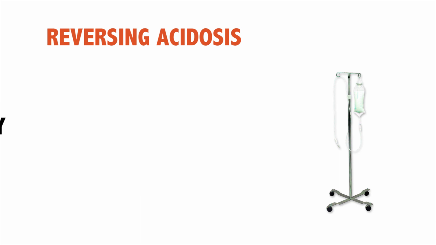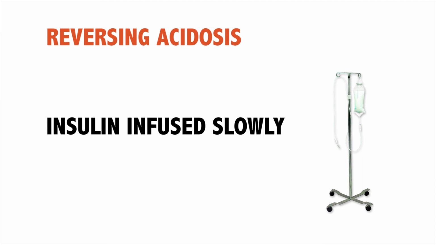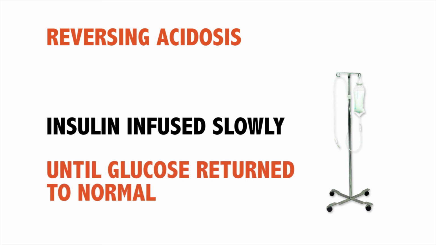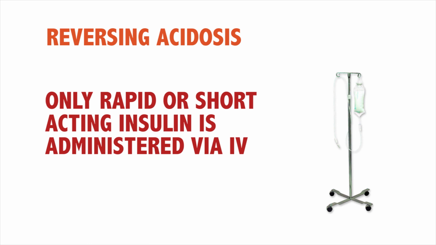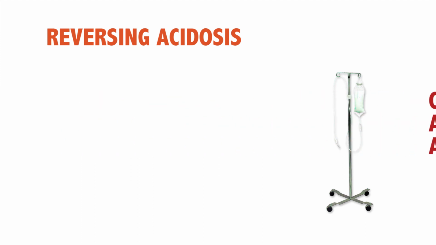Insulin is usually infused IV at a slow, continuous rate. Blood glucose must be measured 1 to 2 hourly until the blood glucose returns to normal. Only rapid or short-acting insulin is administered IV. The nurse must convert hourly rates of insulin infused to IV drip rates. Insulin must be infused continuously until subcutaneous insulin administration resumes.